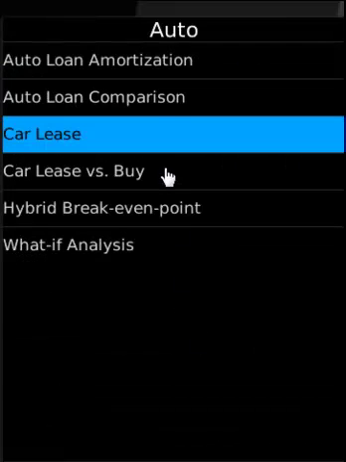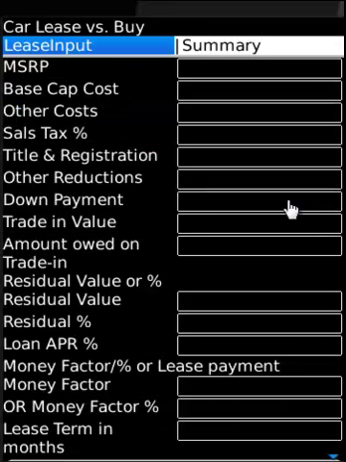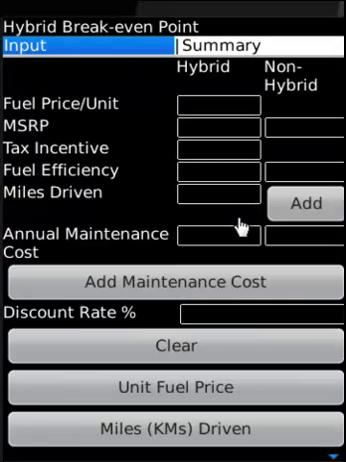Okay, lease versus buy. Here you can actually compare a lease and buy, which one is going to be better for you. Hybrid break-even point: here you can calculate the miles at which a hybrid versus a non-hybrid car will break even, or the gas price at which they will break even.